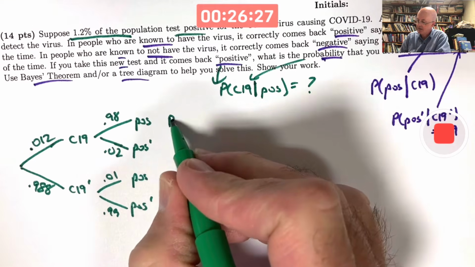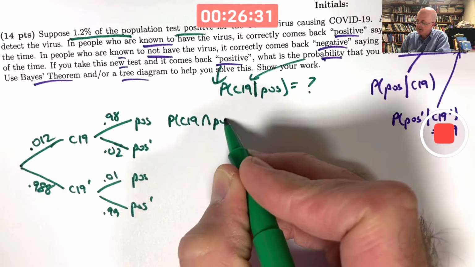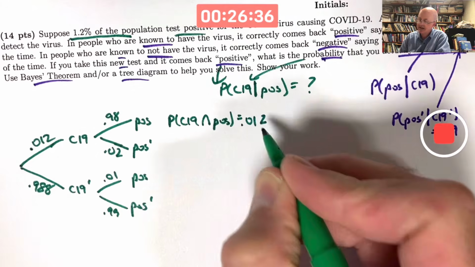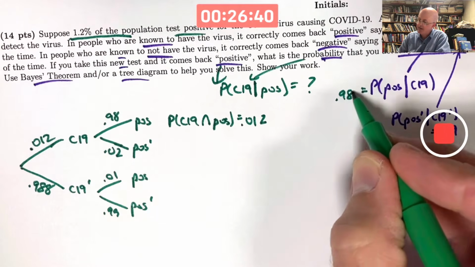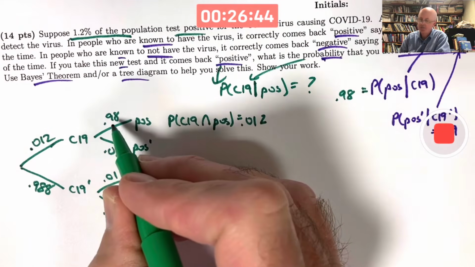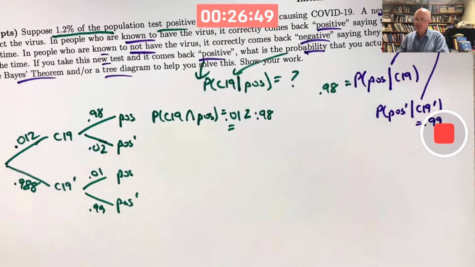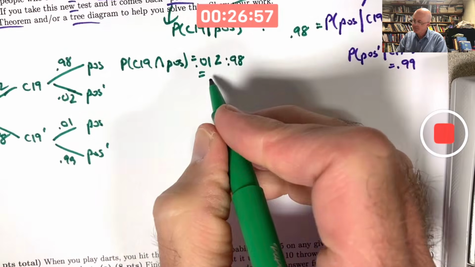So the probability of having the virus and testing positive is the probability of having the virus times the conditional probability of testing positive given that you have the virus. That's the 0.98 both here and here. I multiply those, and that product, 0.012 times 0.98 is 0.01176.